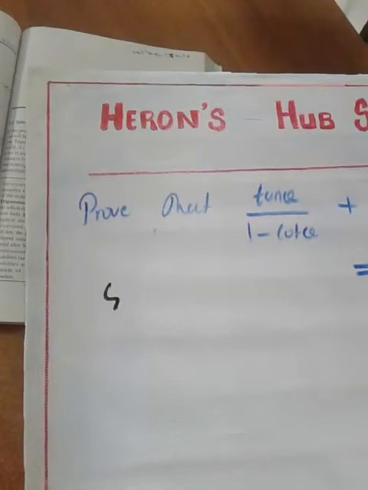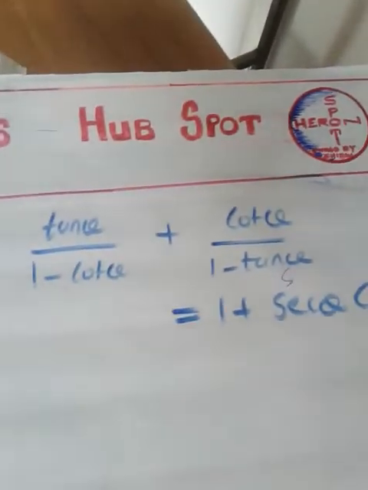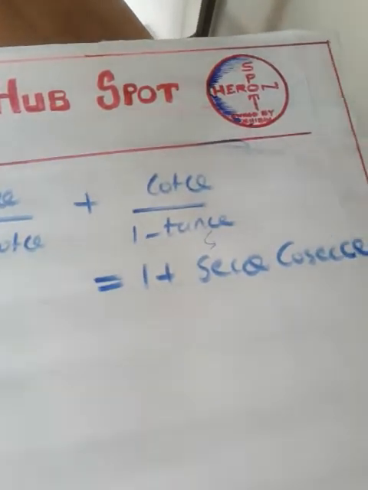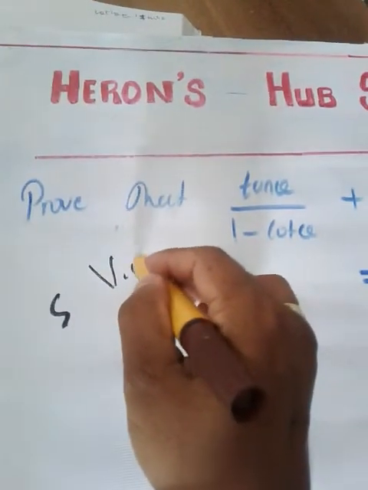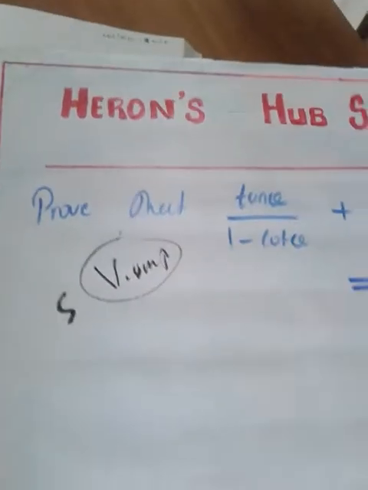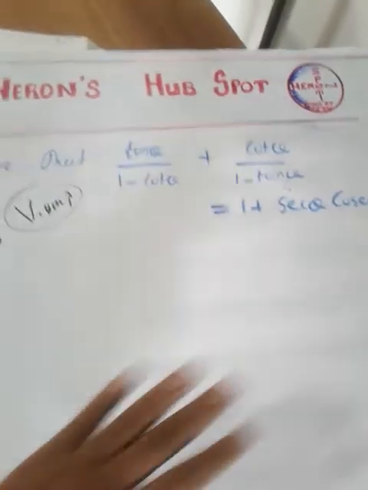So, next is this problem. Prove that tan theta by 1 minus cot theta plus cot theta by 1 minus tan theta is equal to 1 plus sec theta cosec theta. Let me remind you one thing. This is a very important problem. Very important problem means here in this question we are going to do some specific steps to solve it.